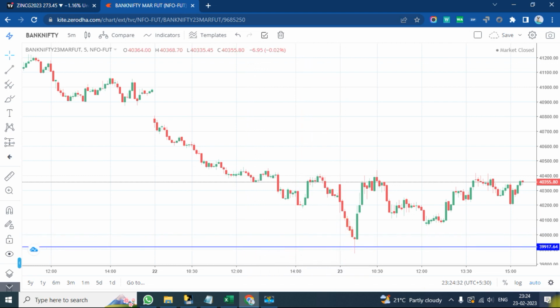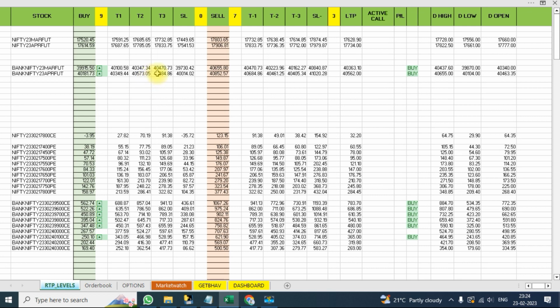You can see this is 23rd February. The market opened at this point, and we got a buying level at 945. It touched our buying level, and from there it went up to 40,430, and our third target was 40,470. You can see how many points it has gone up. This was a call in Bank Nifty futures, but in Nifty futures we didn't get entry, because 17,520 was our buying level, but today's low was 17,556. So today we didn't get a chance in Nifty, but we got a chance in Bank Nifty.